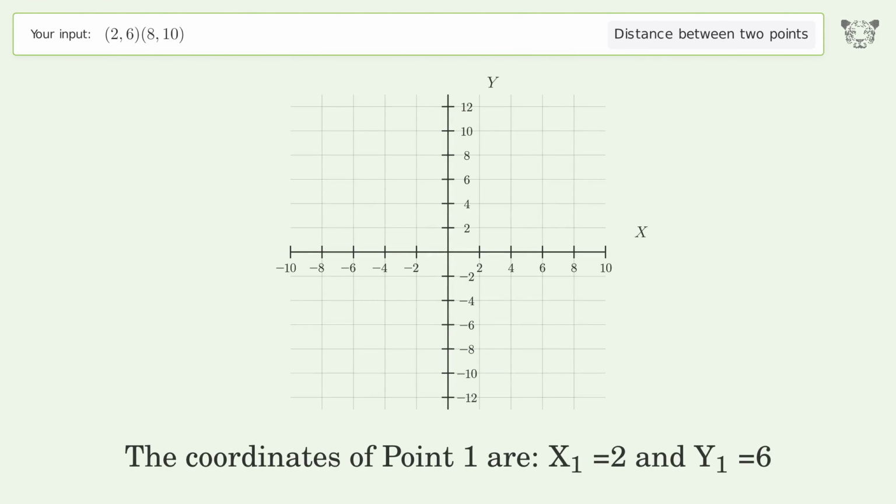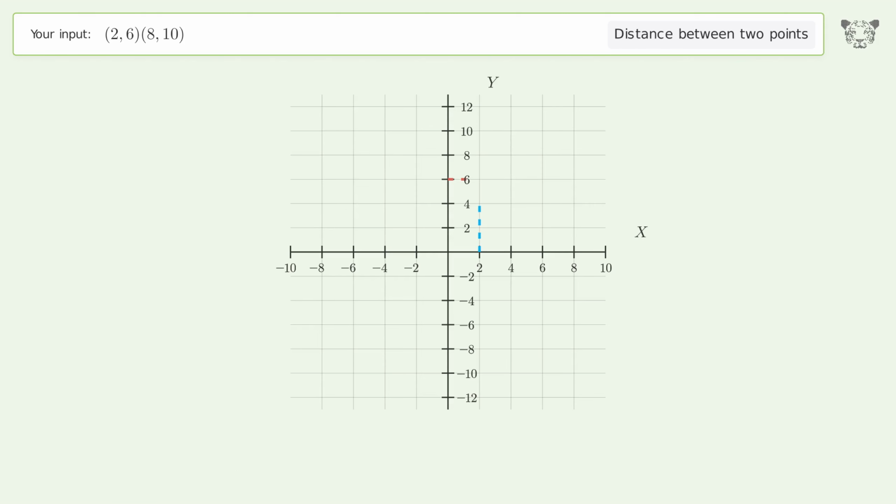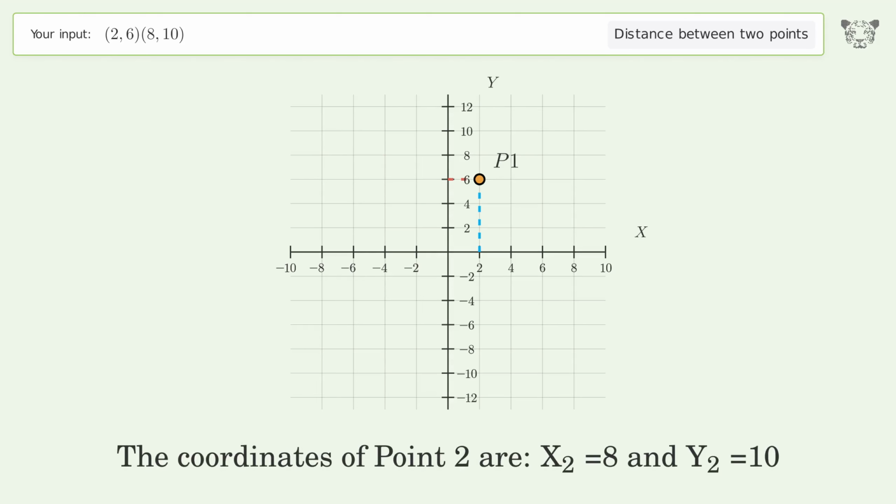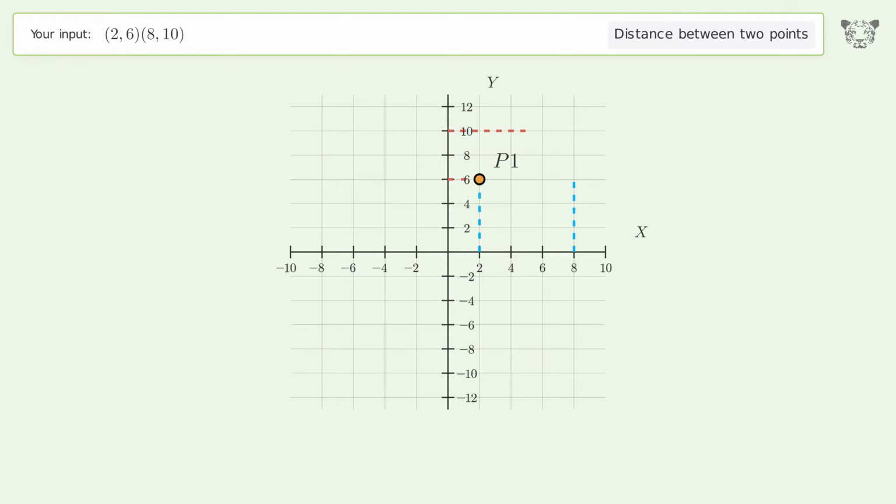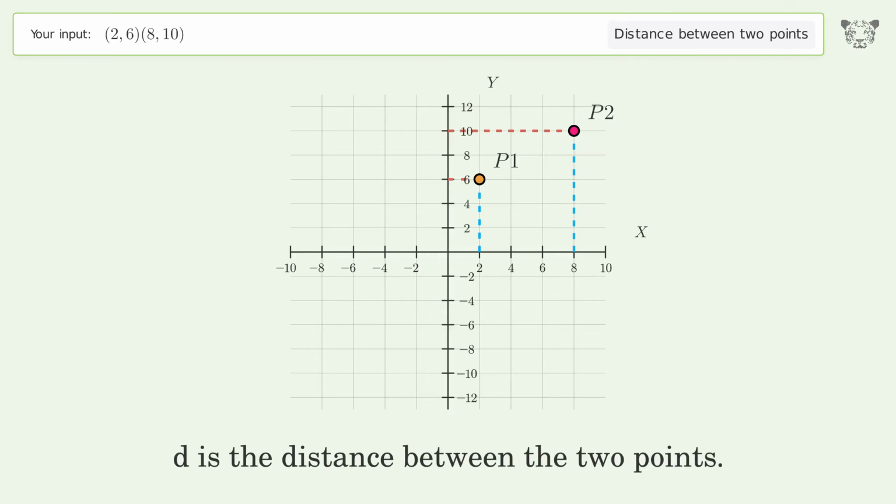The coordinates of point 1 are x1 equals 2 and y1 equals 6. The coordinates of point 2 are x2 equals 8 and y2 equals 10. D is the distance between the 2 points.